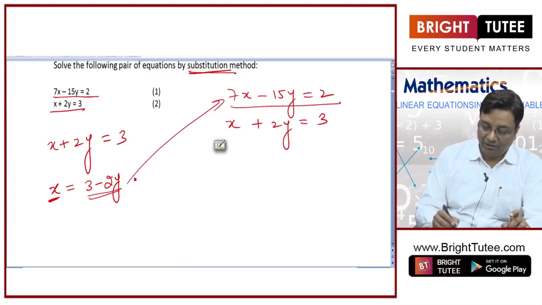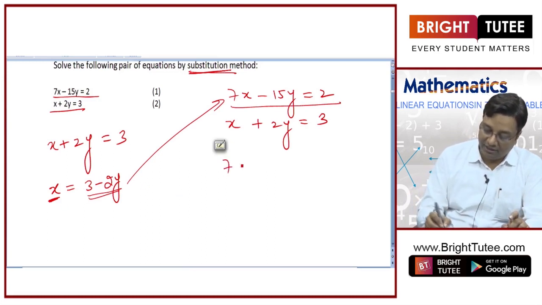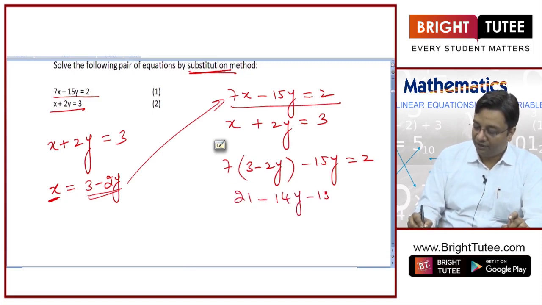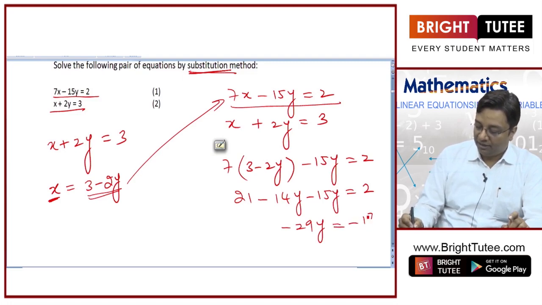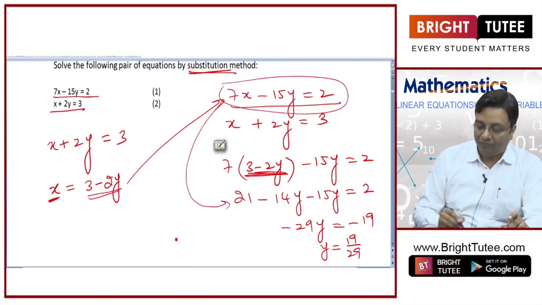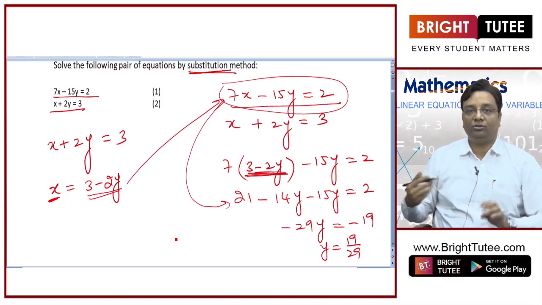Once you put x equal to 3 minus 2y, let us put it, and then we'll see 7 into 3 minus 2y minus 15y is equal to 2. So now 21 minus 14y minus 15y is equal to 2. So we can say minus 29y is equal to minus 19, hence y is equal to 19 by 29. Okay, so by putting x equal to 3 minus 2y, we converted this equation in two variables into equation in one variable only, which is easier to solve.